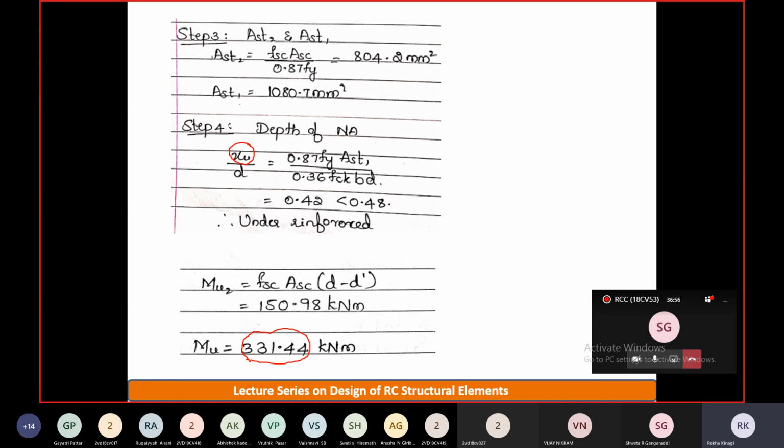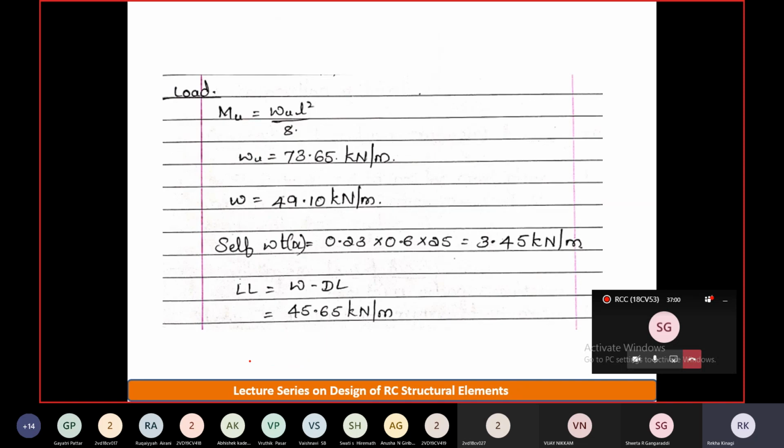Now once we have the value of this moment of resistance, what I can write is the beam here is simply supported as given in the numerical example. It is simply supported and it is subjected to superimposed load. It is subjected to superimposed load.